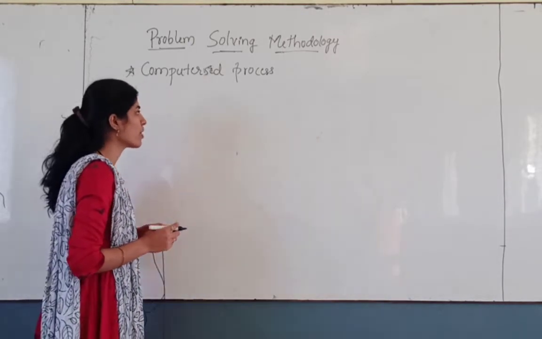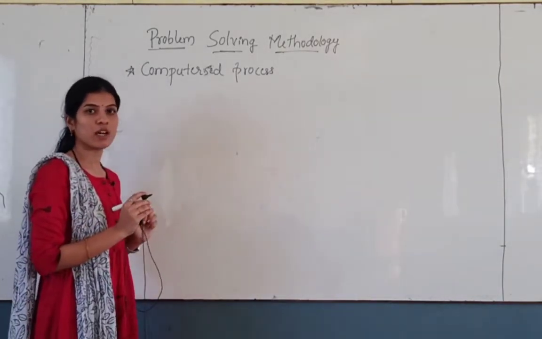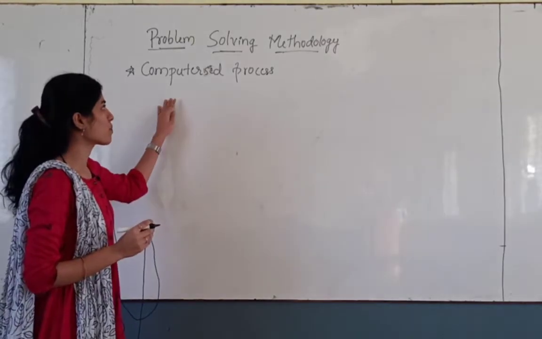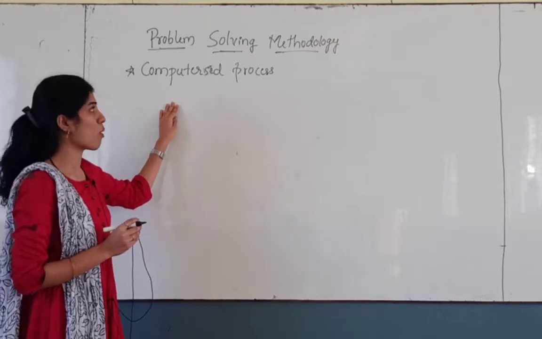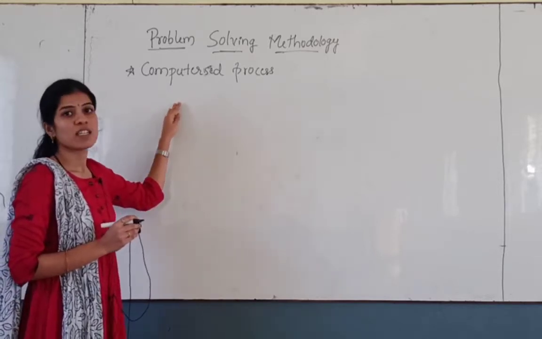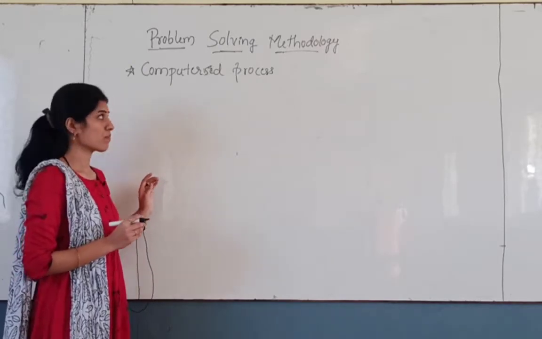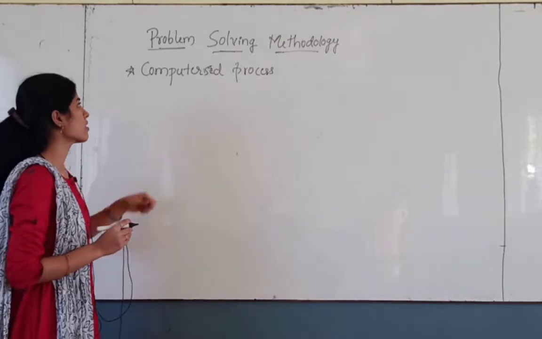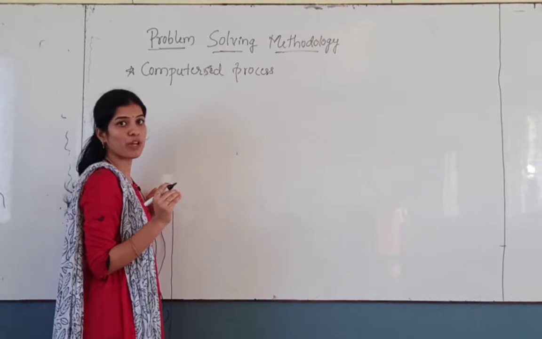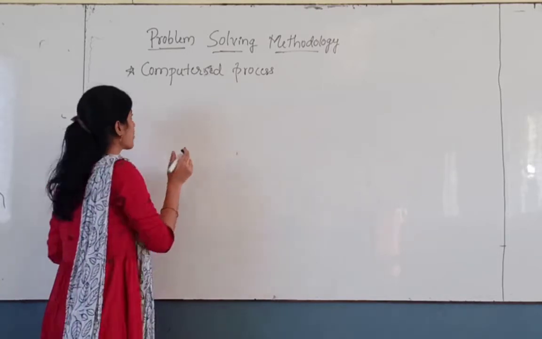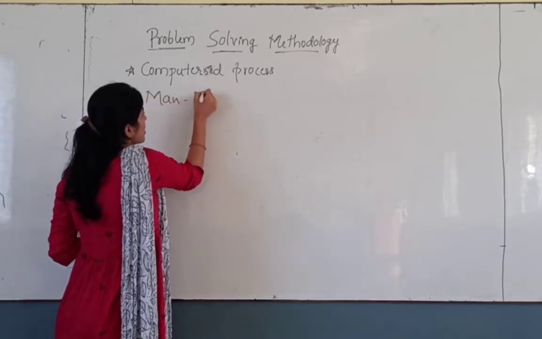So for that we need a language which is understandable by the computer. So the computerized process means solving any kind of problem using a computer, it is a step by step methodology to get an efficient solution. Hence for solving with computerized processes, we need to know about man and machine interfaces. What do you mean by man and machine interface?